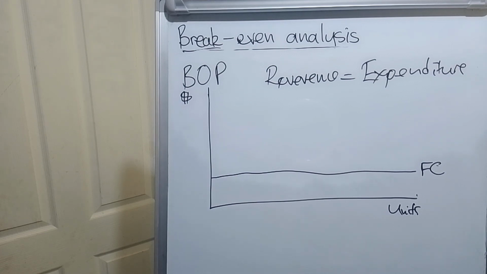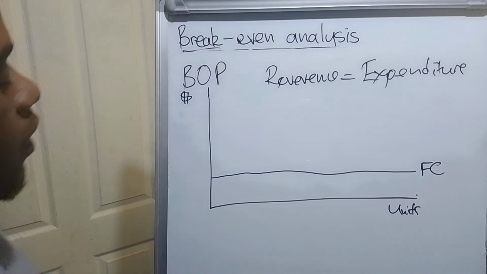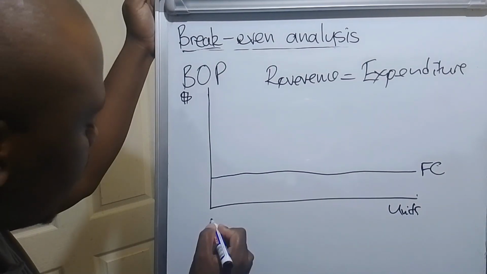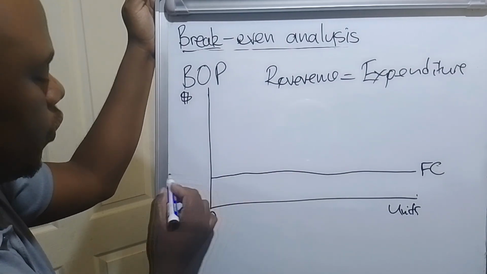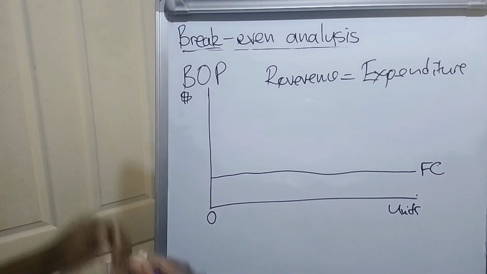Another line which we have to put is the variable cost line. Remember, we have variable costs and fixed costs as part of our production costs, or our operating expenditures. When you are not producing or selling anything, we do not incur variable costs. Let me label this point 0. When you are producing nothing, the variable costs will be nothing, but for fixed costs, there will always be something.